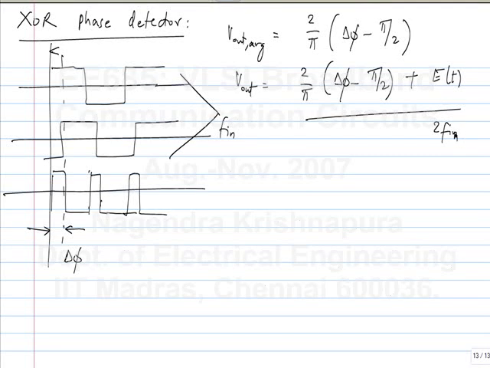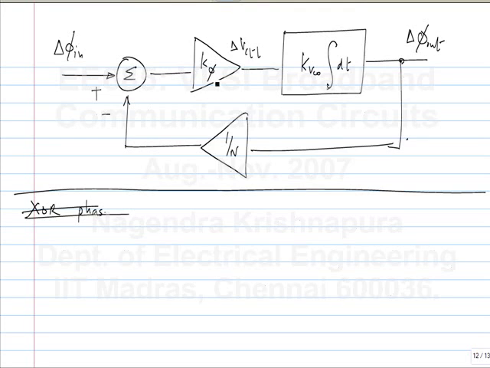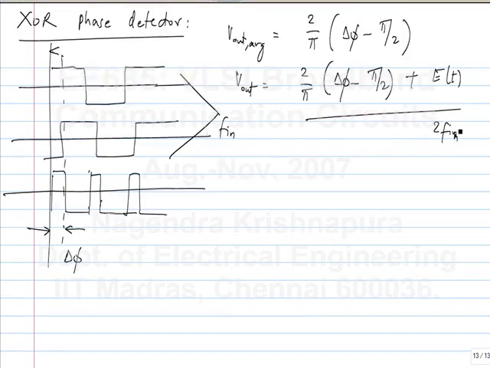We started off with a model assuming that the phase detector output will be simply K phi times the difference between the phases of the two inputs. Now, what we get in reality is something different. So, how do we put that back into the model? What happens because of this? Firstly, there will be an offset of pi by 2. This we already know. The output average will be 0 when the phase difference is pi by 2. And what else? What do you do with this?